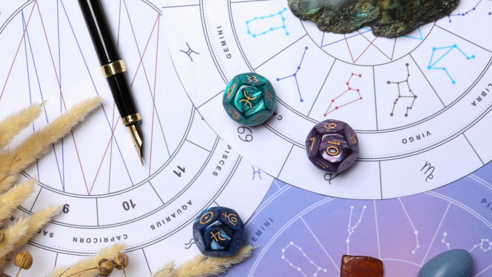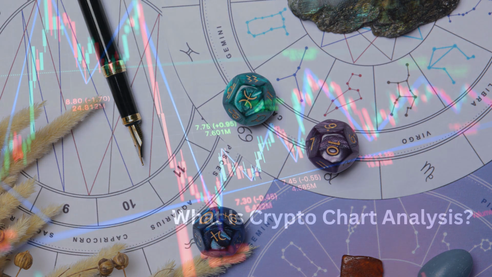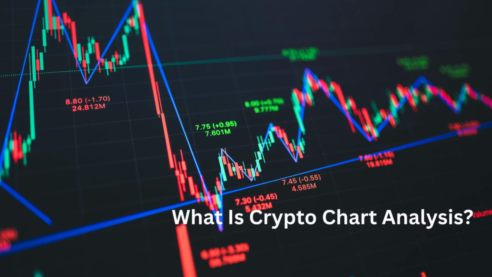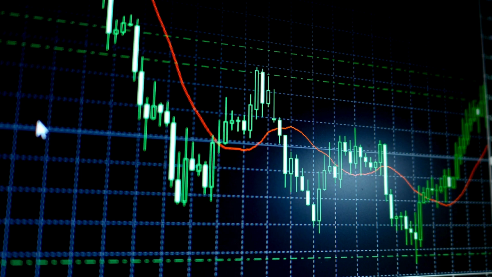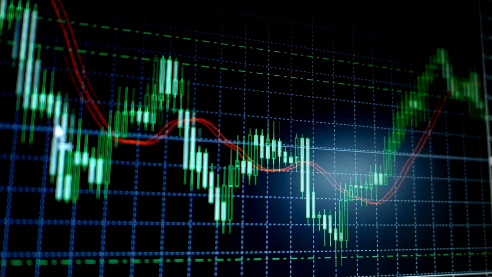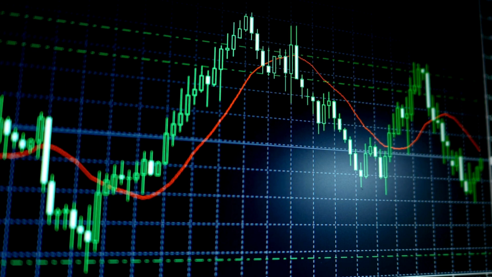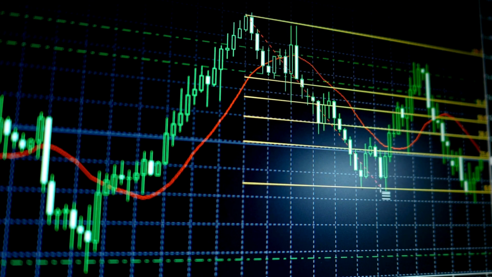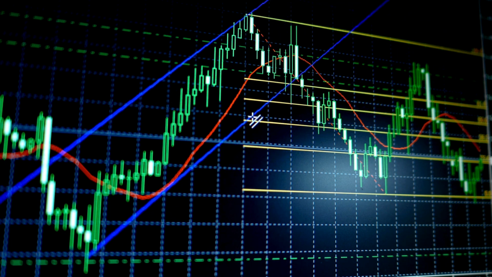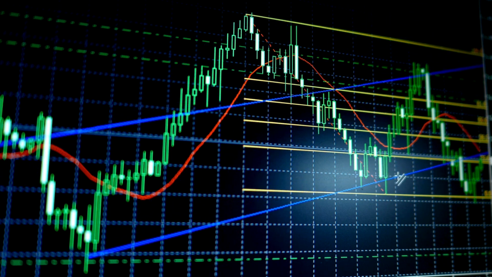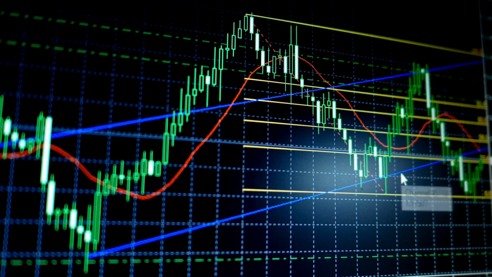And is it worth putting your trust in these digital tea leaves, or would something like astrology be just as practical? What is crypto chart analysis? Crypto chart analysis, also known as technical analysis, is the practice of predicting price movements based on historical data with a primary focus on price and volume. It doesn't care why a price moved, it simply looks at how it moved and uses that information to predict future behavior. Tools include support and resistance levels, trend lines, indicators like MACD, RSI, and Bollinger Bands, chart patterns like head and shoulders, flags, or triangles.